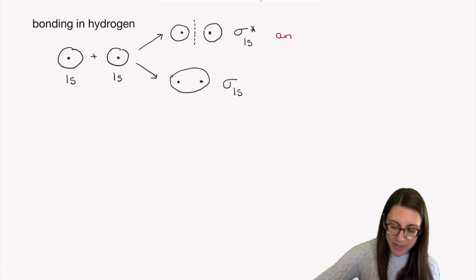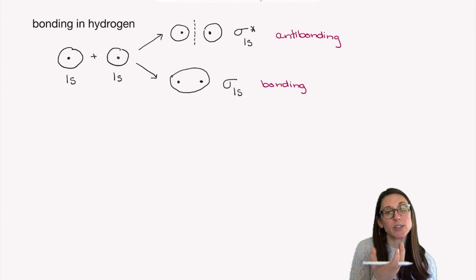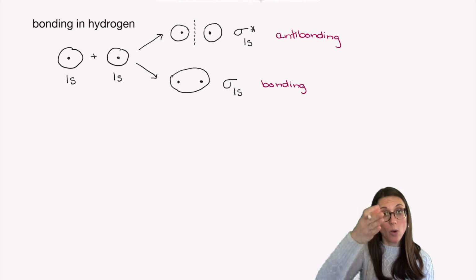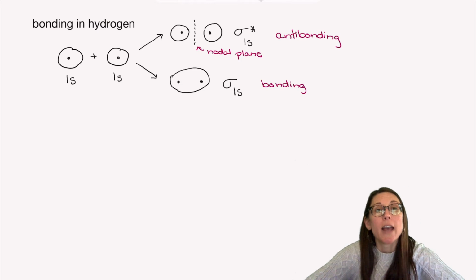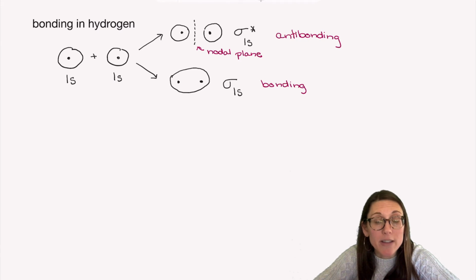So antibonding, bonding, and the sigma represents that electron density is concentrated along the internuclear axis, or is excluded with your nodal plane from that internuclear axis. Guys, a node or a nodal plane is where there is 0 probability of finding your electron density. That's what it means.